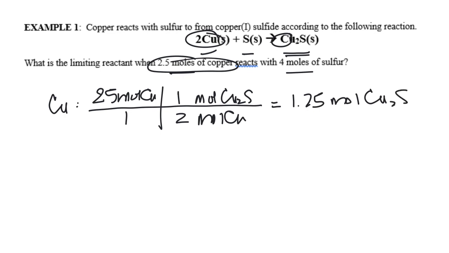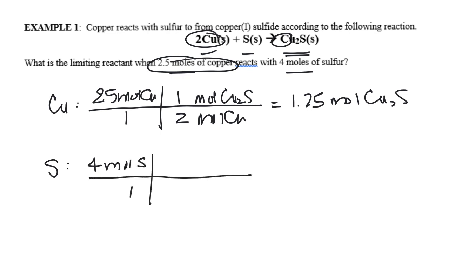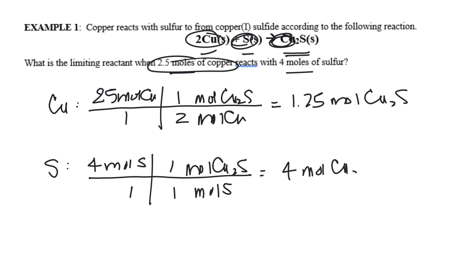Now we have to do a second train track, and that's for the sulfur. I have 4 moles of sulfur. Moles of sulfur comes down. I want to get to moles of Cu2S. It's a 1 next to Cu2S and a 1 next to the sulfur. So if sulfur is my limiting reactant and all my sulfur is used up, I can make 4 moles of Cu2S. Now you have to ask yourself a very difficult question: which is smaller, 1.25 or 4?